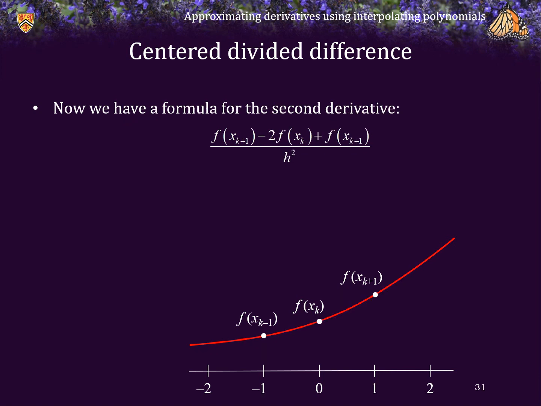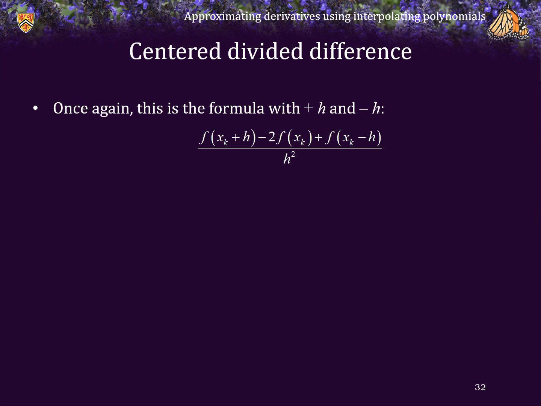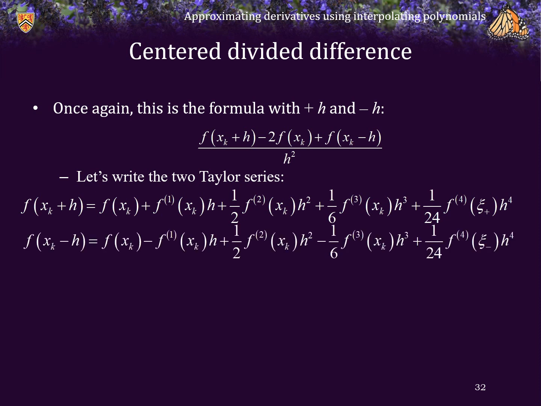So here we have a formula for the second derivative. And this is, of course, equal to this formula where we're using x sub k plus h and x sub k minus h. So once again, we have to ask ourselves, what is the error? All right, so this formula has one expression with plus h and another with minus h. So as before, let's write down the two Taylor series. So there's the Taylor series for plus h and the Taylor series for minus h.